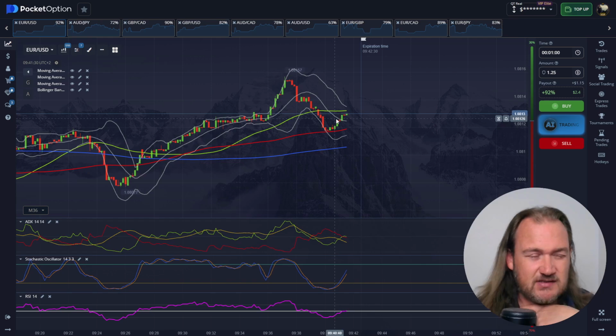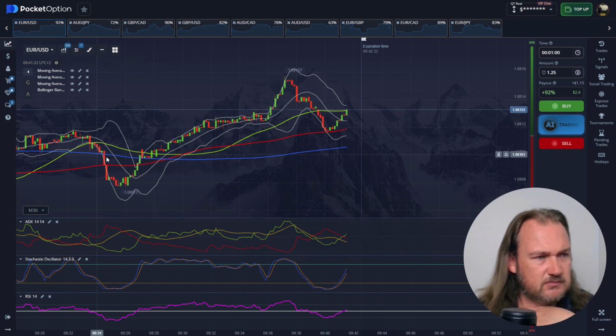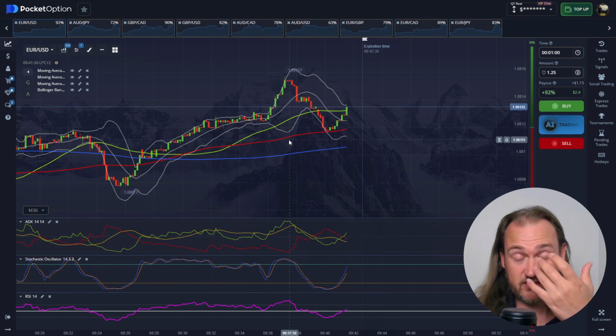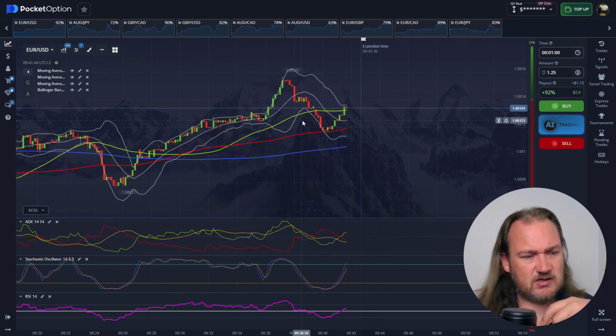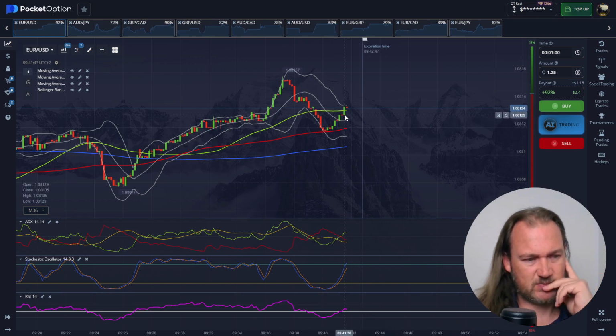Although taking sells now is a little bit risky. We had price coming through the support. Remember, we used the moving averages as dynamic support and resistance areas. So price did come through the support. This is kind of like a retest. I suspect we're going to see some upwards movement.